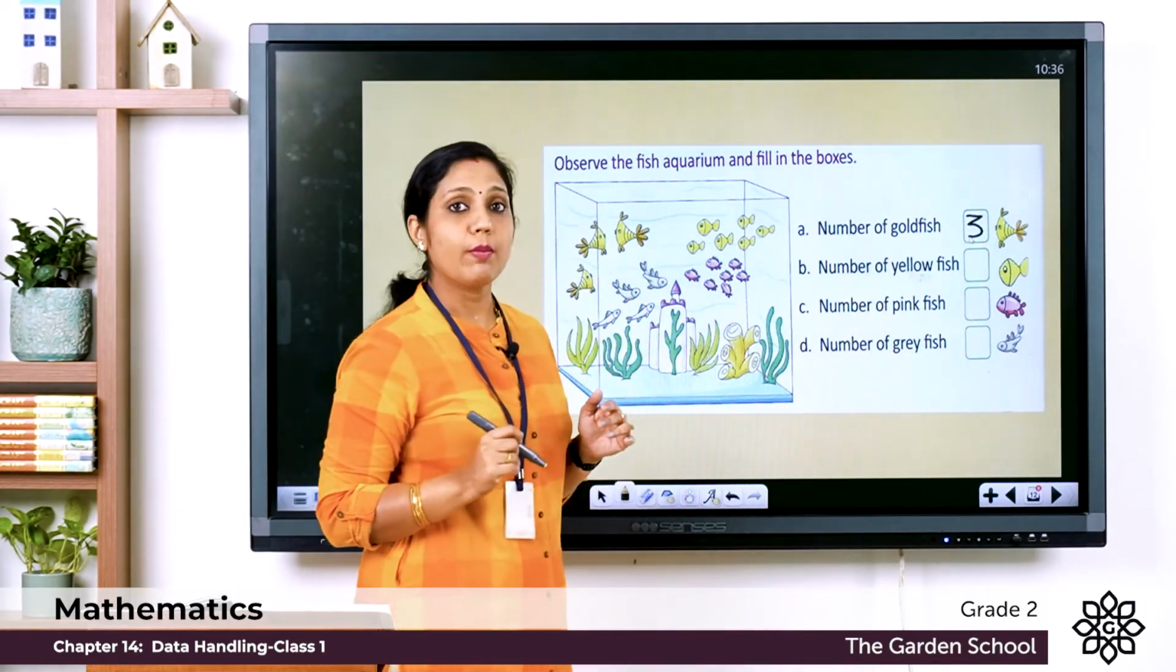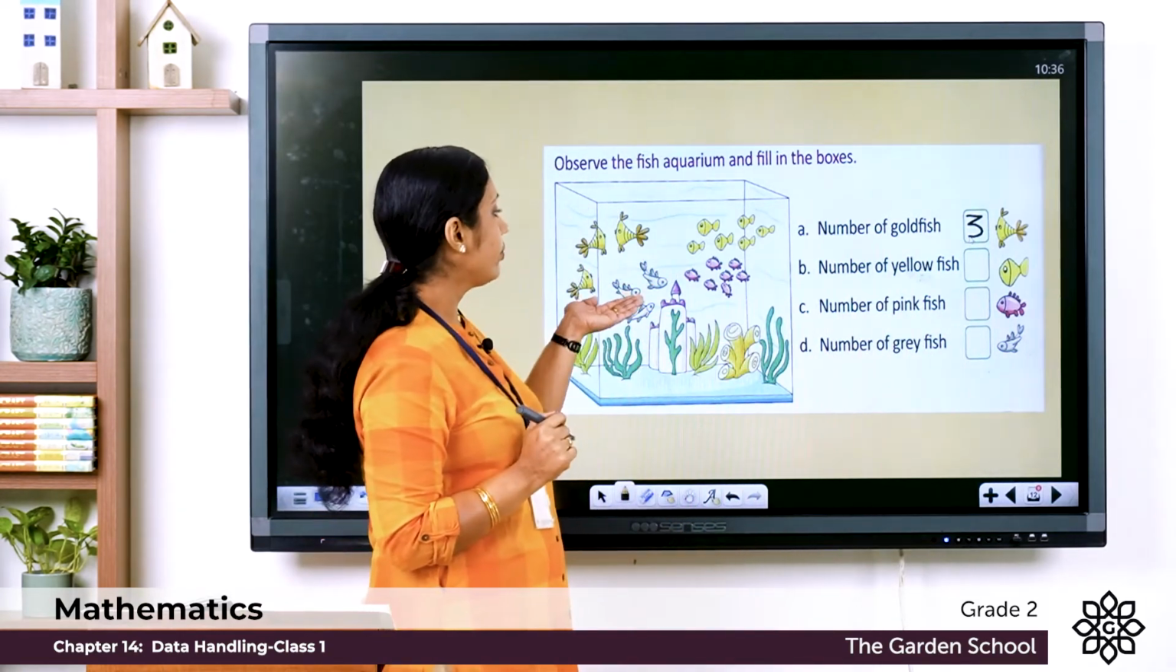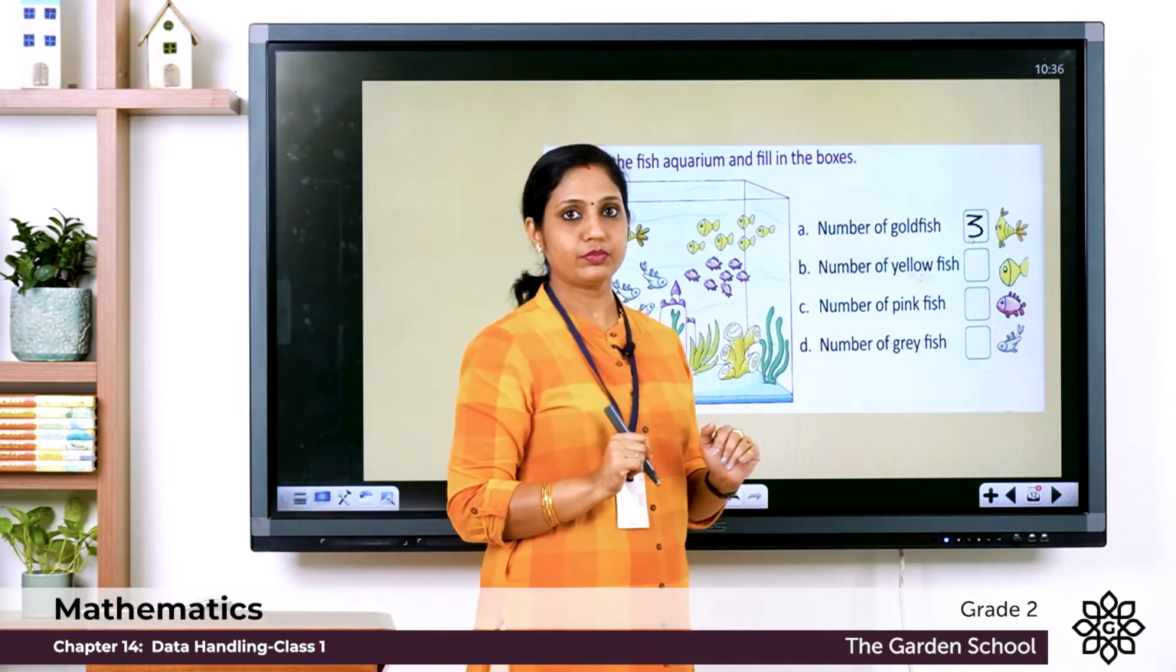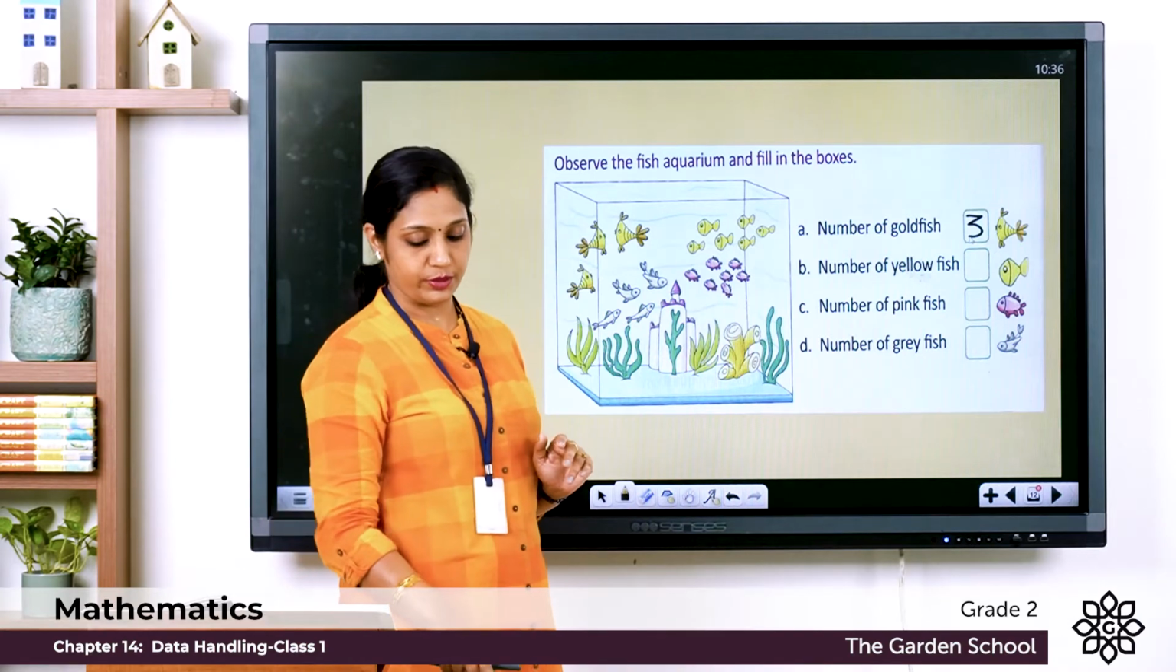Next question is number of grey fish. So here now grey fish is there. Count it and write it here. So this is data collection.